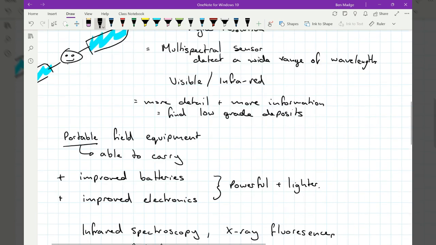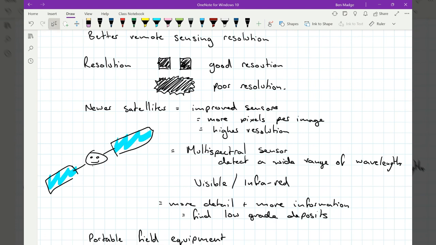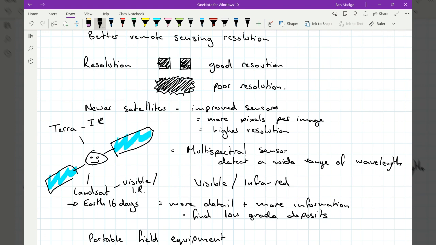Before I get too carried away, I better say some examples. So you've got things like Landsat, which has the visible and infrared sensors, and this does the entire surface of Earth in 16 days. And another one you get is the Terra satellite. And this has an infrared camera on it called the Aster sensor.